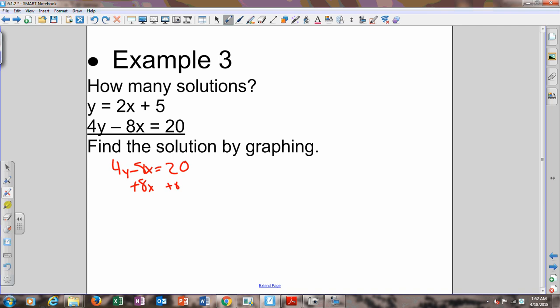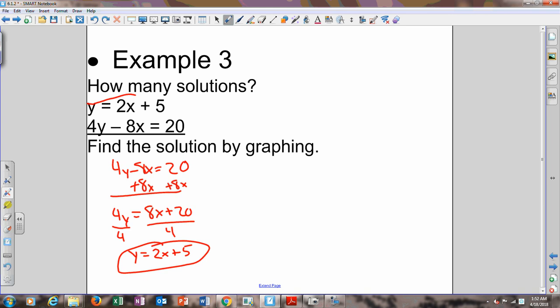Start by adding 8x to both sides. Now remember, whether you add or subtract 8x, whatever numbers with the x goes in front. 4y equals 8x plus 20. Then you divide by 4. Your y equals 2x plus 5. They're exactly the same. So I know that it's infinite solutions. At this point, if it's no solutions or infinite solutions, I don't even need to see you graph it.